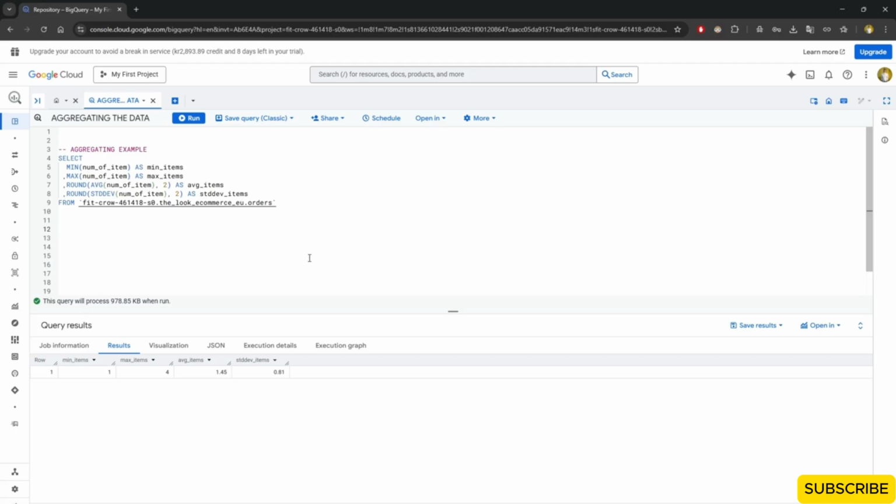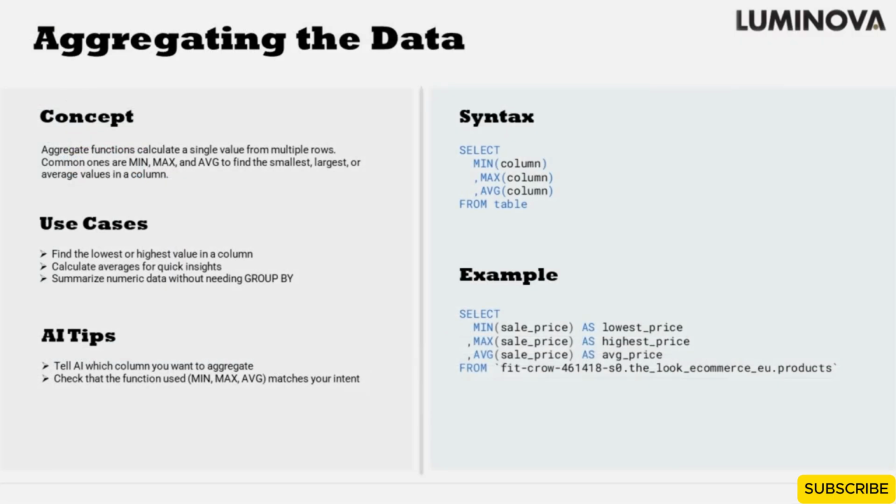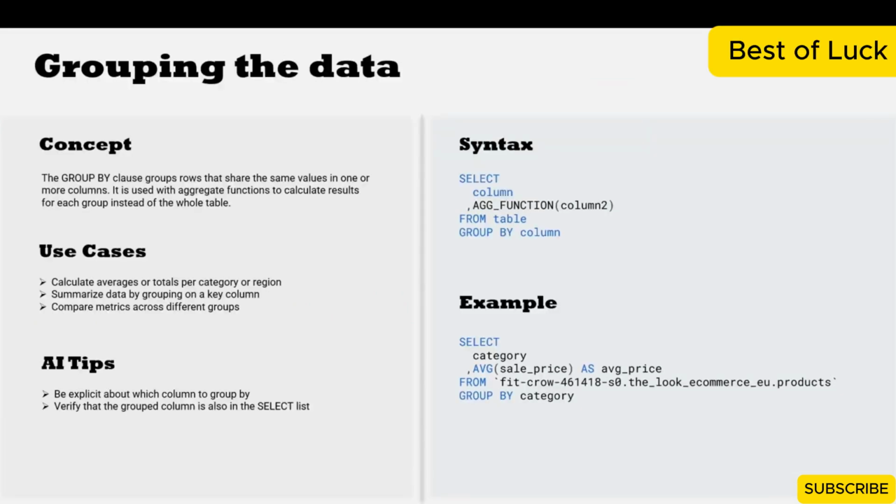In the next lessons, we will build on this by combining aggregates with grouping to break results down by category or by segment. In this lesson, we are going to look at how SQL can group rows together using the group by clause. So far, we have learned how to summarize an entire column using aggregate functions like min, max, AVG, and standard deviation.